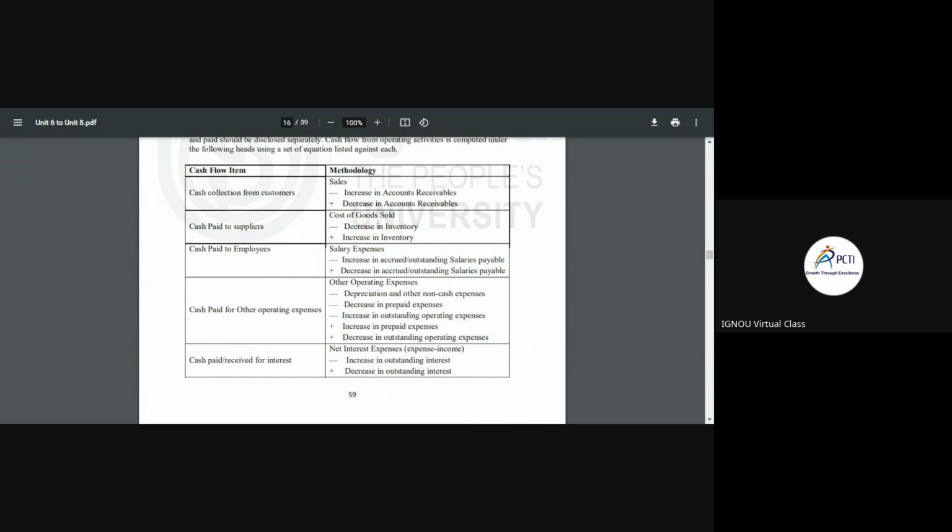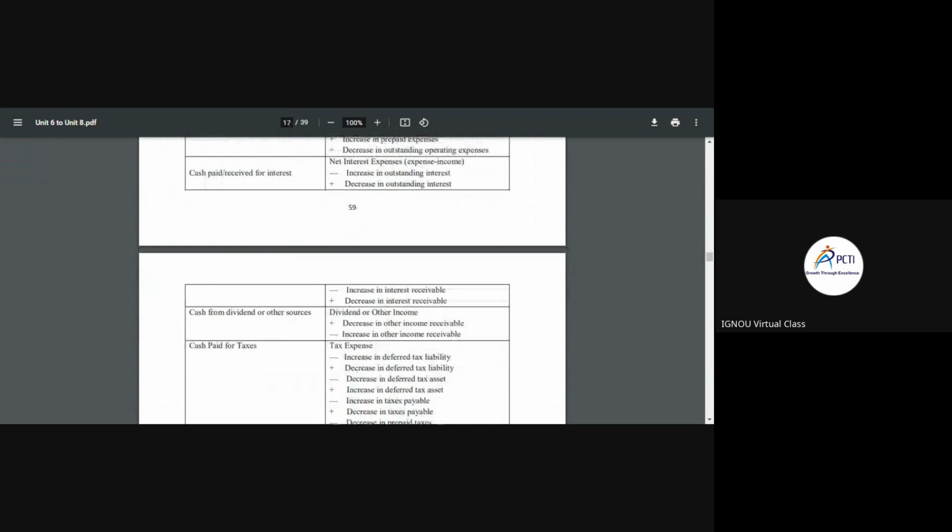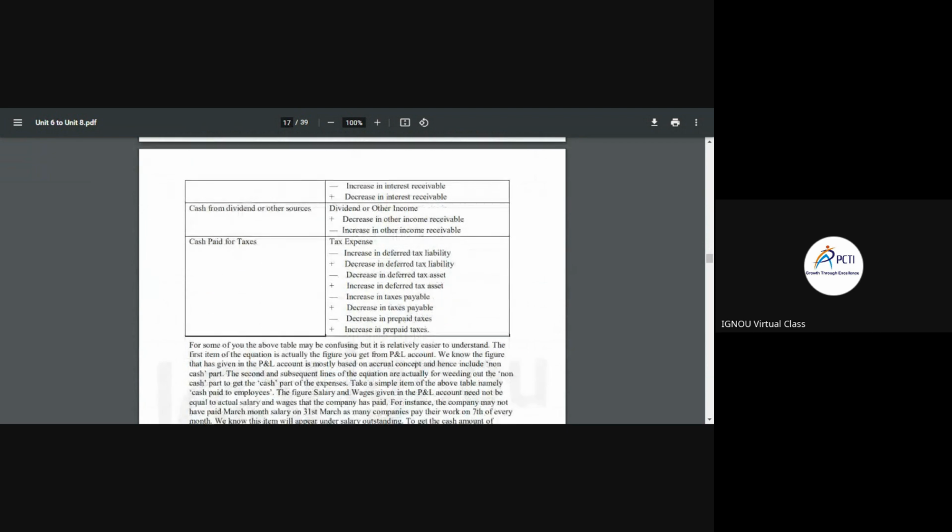In the case of cash paid and received for interest, net interest expenses will be expense income. We deduct increase in outstanding interest and add decrease in outstanding interest. Then we deduct increase in interest receivable and add decrease in interest receivable. Then we have cash from dividend or other sources. In that case, we have dividend or other incomes. Then we add basically decrease in other income receivable and we deduct increase in other income receivable.